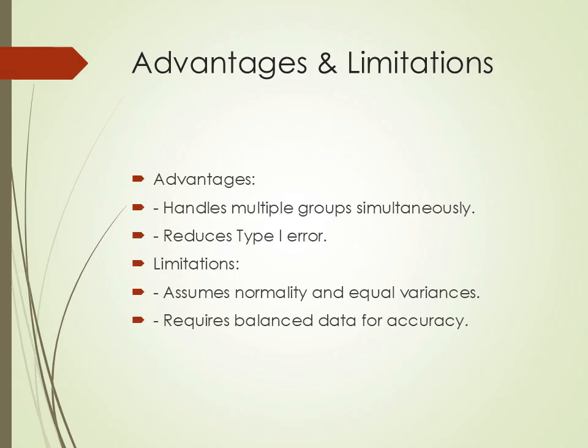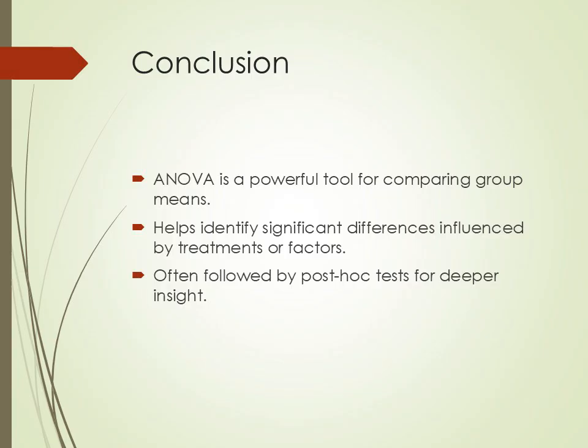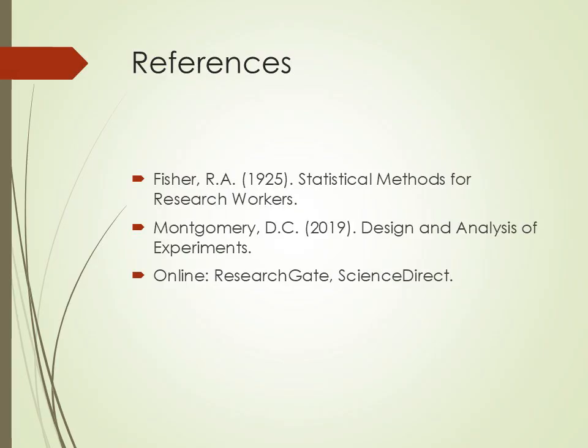What are the advantages and limitations? Advantage: multiple groups can be studied, and as I told you, the within-group difference will help you to identify the error, so type 1 error will be reduced. Limitations: it assumes normality and equal variance, and it requires balanced data for accuracy. To conclude, it is a powerful tool for comparing group means. It helps to identify significant differences influenced by different treatments and is often followed by post-hoc tests for deeper insight. So these are the references. Furthermore, you can refer to the web.